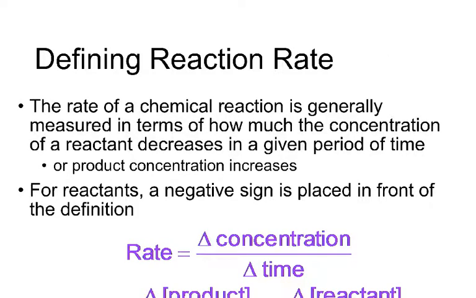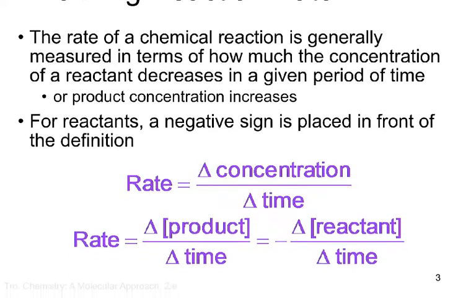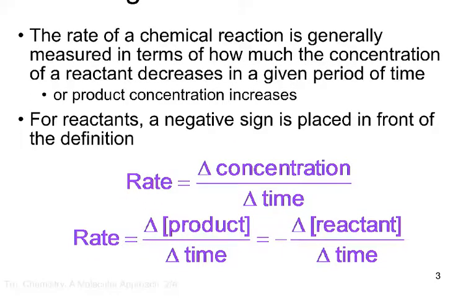So let's start by defining what reaction rate is. We generally measure a chemical reaction rate by looking at how much the concentration of a reactant decreases over a certain period of time. Or if you're looking at a product, you can look at how a product increases over that time. When we're looking at reactants, we are losing reactant over time, so we put a negative sign out in front of the definition. For product, we're gaining it, so it's a positive number. Remember, delta means change in, so the rate is the change in concentration over the change in time.